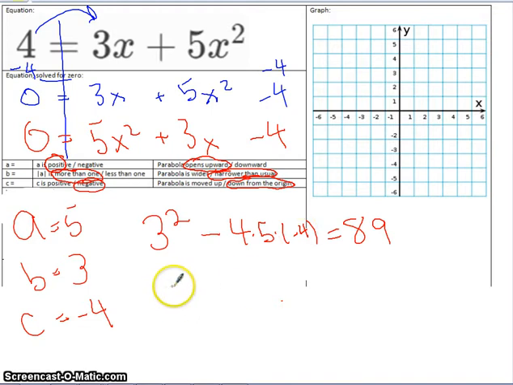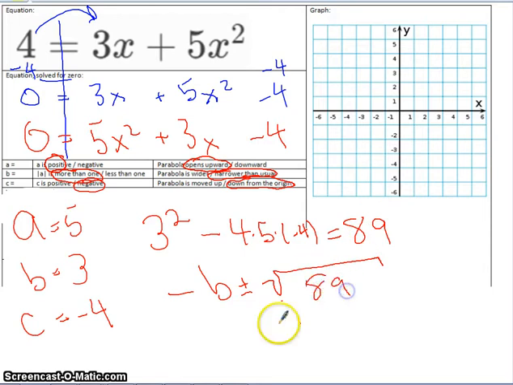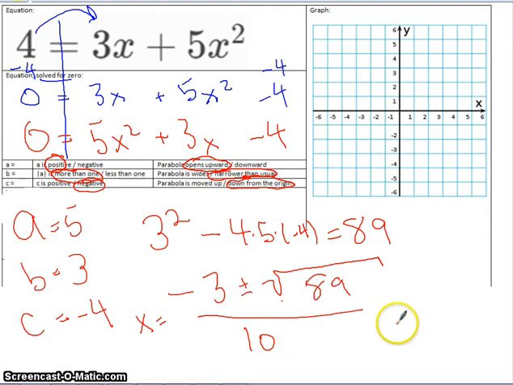So now I'm ready to do the rest of the formula. In negative b plus or minus the square root of, I'm going to go ahead and put 89 here because that's already done, over 2 times a. B was 3, so it's negative 3 plus or minus the square root of 89 over 2 times a, which was 5. Now 2 times 5 is 10. I could have done that in my head probably. Over 10. All right, so the two solutions according to the quadratic formula are negative 3 plus the square root of 89 over 10 and negative 3 minus the square root of 89 over 10.